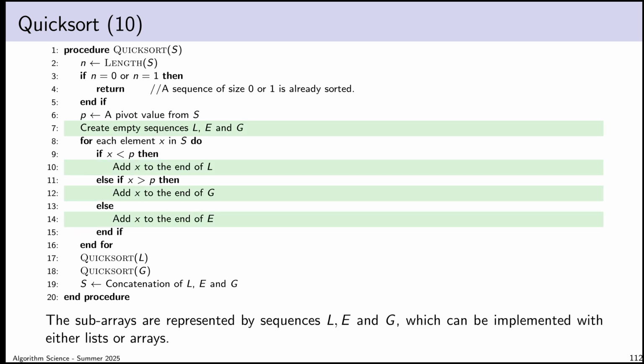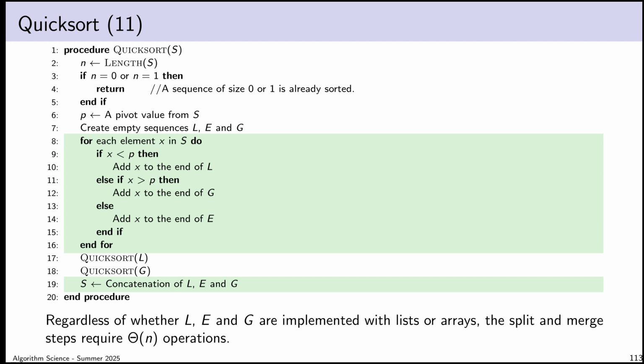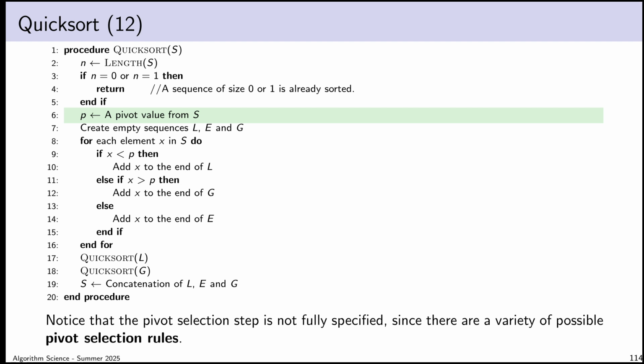Okay, so I represent L, E, and G with subsequences of some kind. They could be lists, they could be arrays, who cares? Some things are easier on lists than arrays, but ultimately the running time won't be any different. And in any event, whether I use lists or arrays, the split and merge steps are all linear time. So just like with merge sort, we can avoid having to do a low level, detail-oriented analysis of these because it's very clear we can do this in linear time.